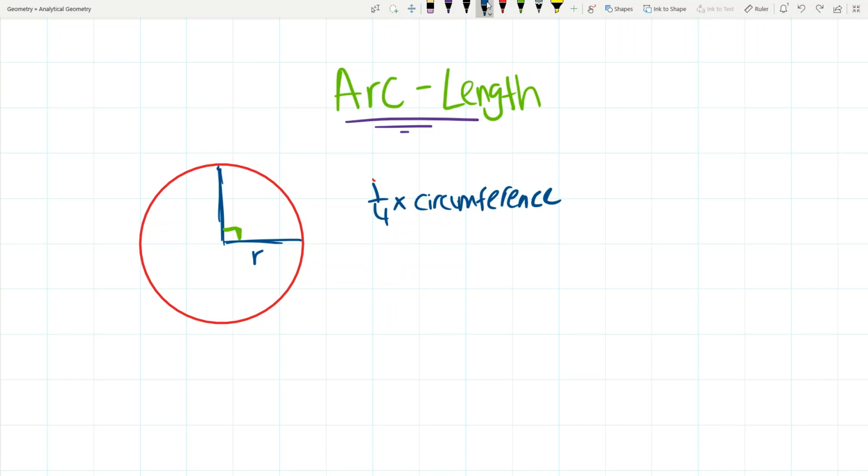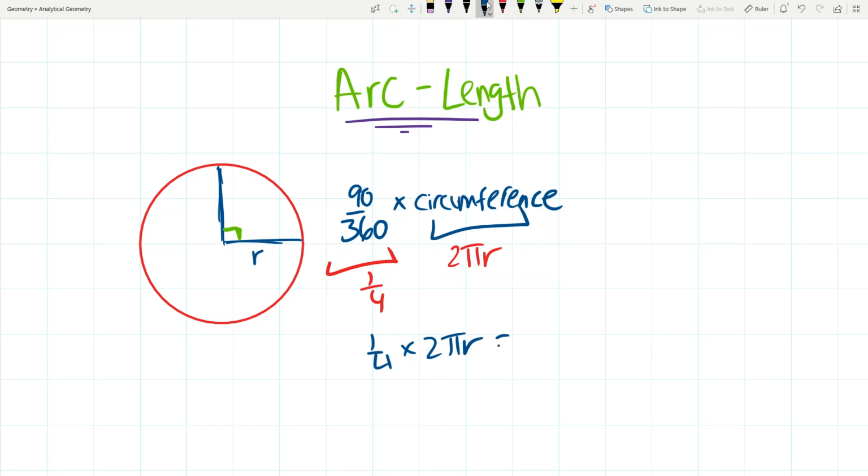So I'll just write here 90 over 360, so you know where we got that from. And the circumference, we can place it as 2 pi r, because we know that's the circumference of a circle. And we can replace this as 1/4. So we know that it is 1/4 times 2 pi r, which is equal to, obviously, pi r over 2.